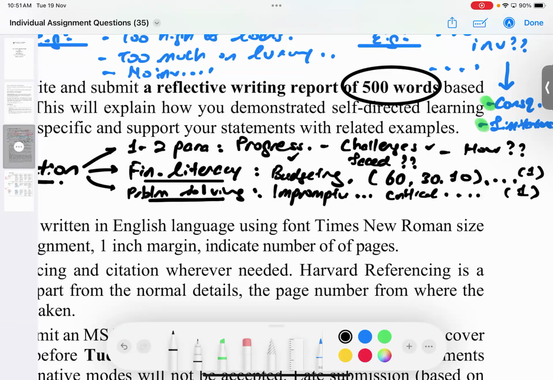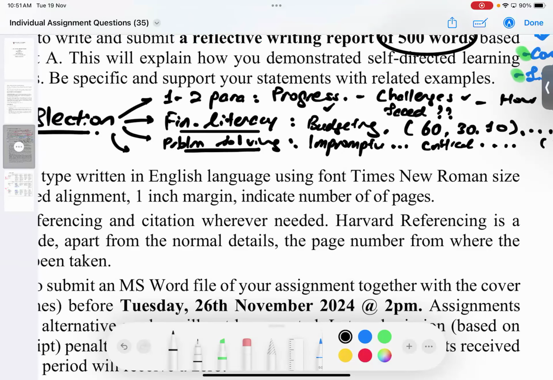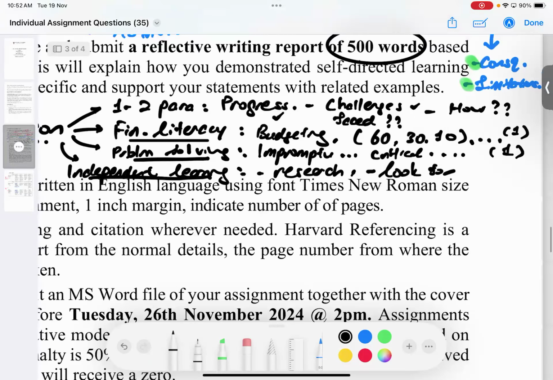Now whatever you write, I want to see one paragraph on self-independent learning. If you write that, I give you very high marks. I want you to say that you learn independent learning. You are very independent already after doing this assignment. You learn how you become independent. You do research on your own, and then you go and look for more information or finance books online. You learn yourself. You look for sources yourself.